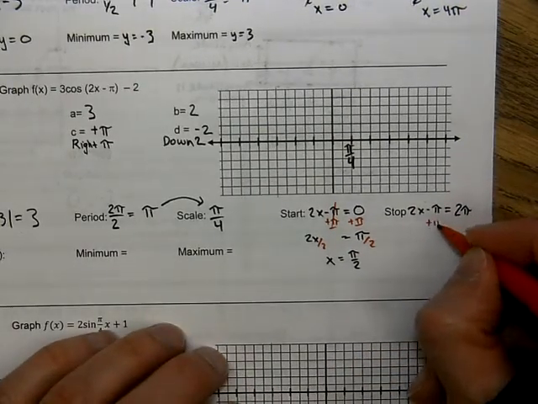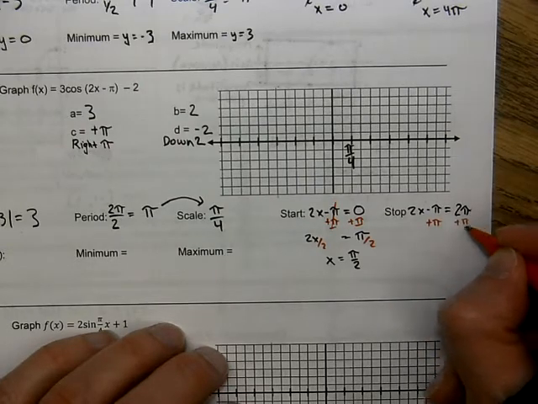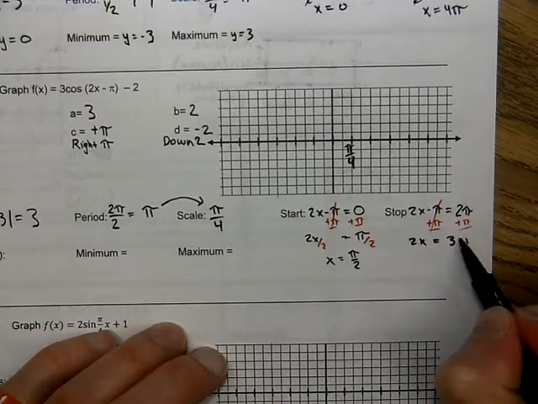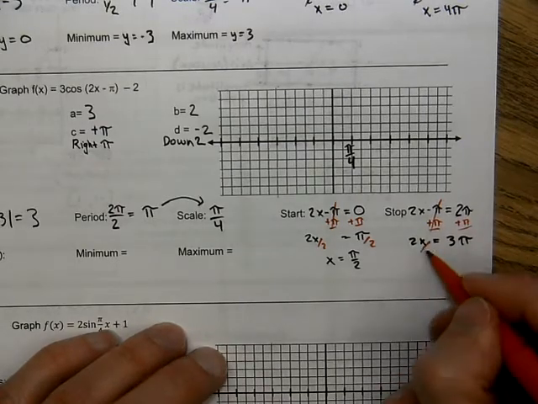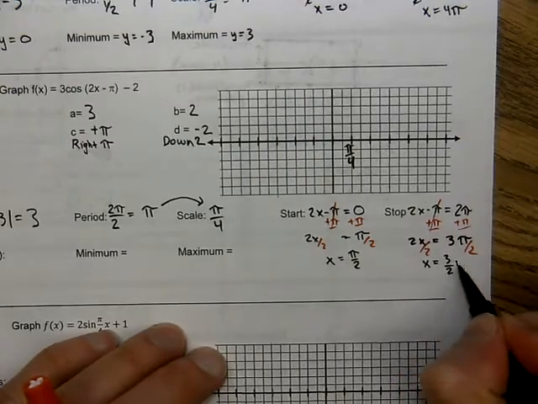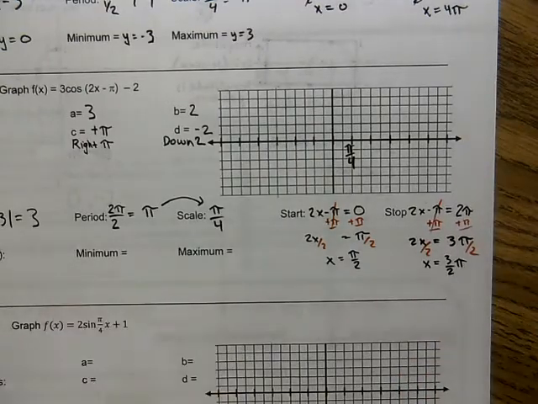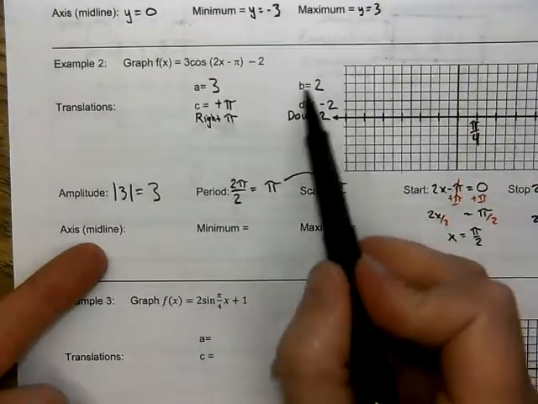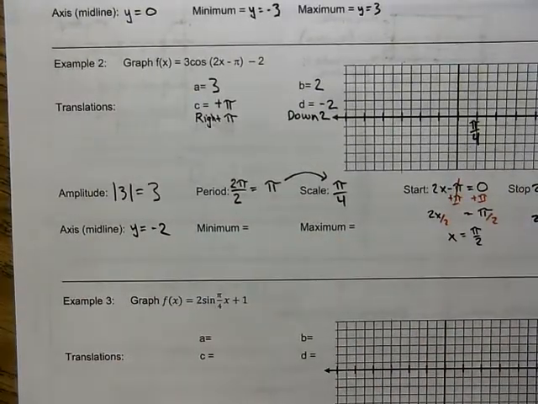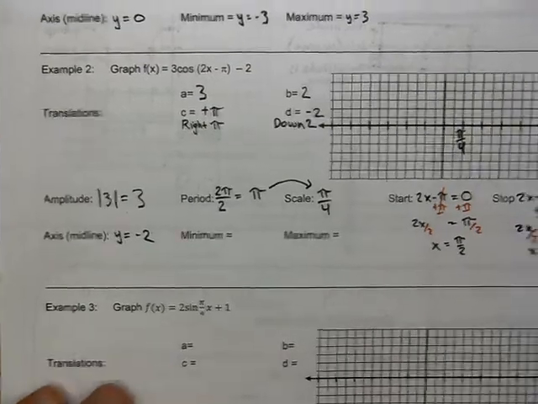Again, for the stopping value, let's first add pi to both sides. So we have 2x equals 3 pi, and then divide away the 2. So x is 3/2 pi. And then the axis is the value of D. That's a horizontal line at -2. So those are all the numbers. Let's put the scale on our axes, and then we'll assemble the box.